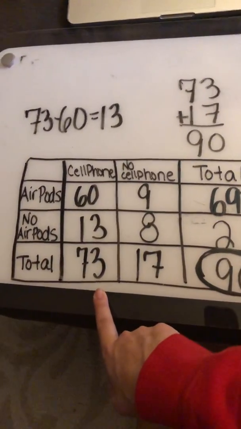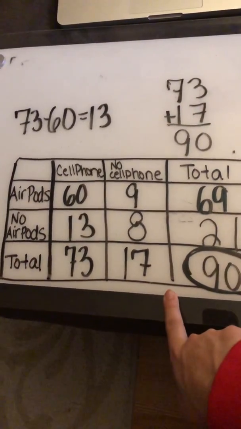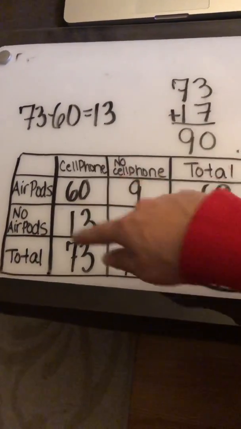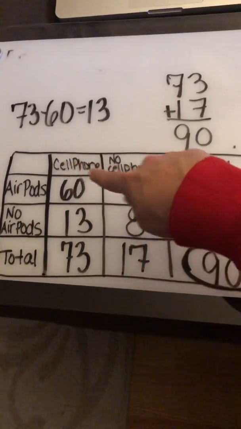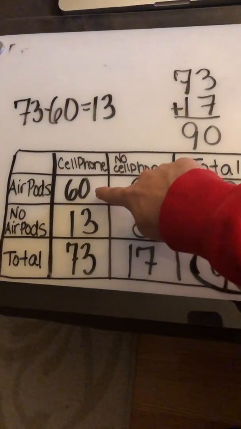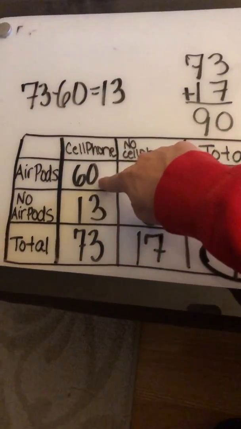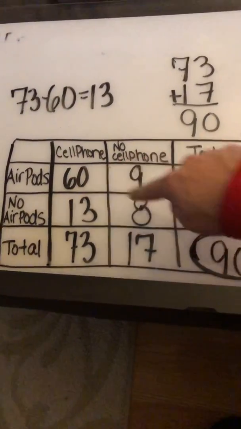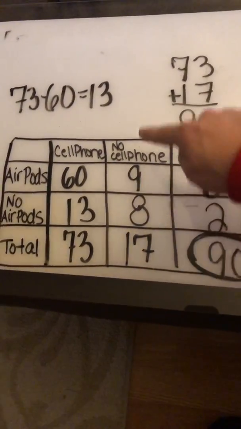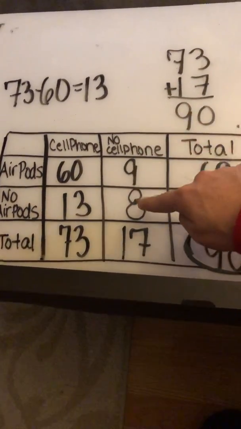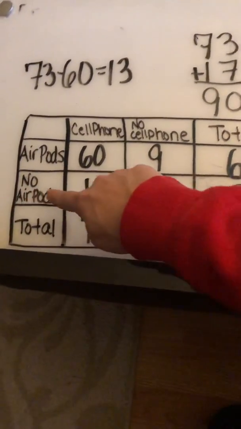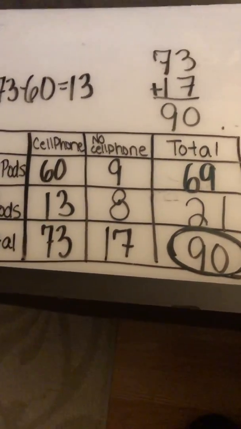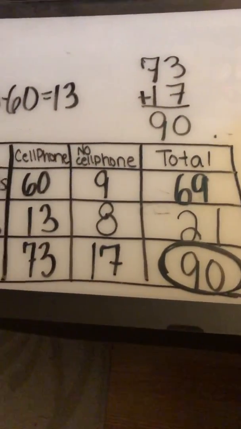73 of them own a cell phone. 17 do not own a cell phone. And then you can also discuss the data that's inside this table. So like if I was looking at 60 students own a cell phone and also own AirPods. If I was to look here, this one is telling me 8 students do not own a cell phone and do not own AirPods. Okay? So that's how you create your two-way table.